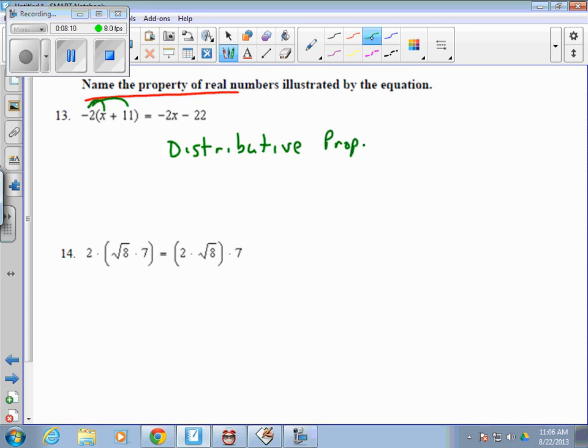2 times square root of 8 times 7 equals 2 times the square root of 8 times 7, with the parentheses in different places. Notice none of the orders changed. The only thing that changed is where the parentheses were. What happened was what was associated first got changed, so that's the associative property. And since it's of multiplication, it's of multiplication. If it was of addition, you would do the same thing. You would just say of addition.